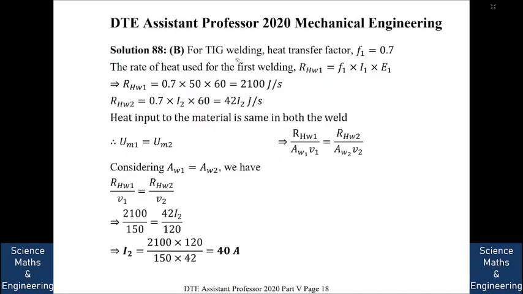So the answer is, see, the heat transfer factor in TIG welding is F1 equal to 0.7. The rate of heat used for the first welding is RHW1 equal to F1 into I1 into E1, which is equal to 2100 joule per second. Now RHW2 for the second one is 0.7 into I2 into 60, which is 42 I2 joule per second. Now the heat input to the material is the same. So the heat input is given by RHW divided by A into V, and using this equation, we get that our current would be equal to 40 ampere.